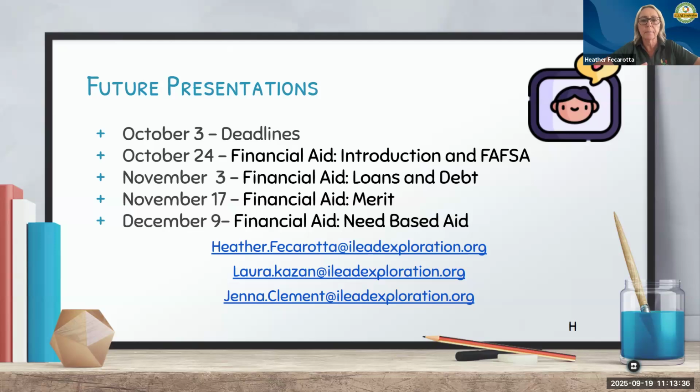It looks like we're missing Mrs. Maddox. So her email is Bethany.Maddox at iLEADexploration.org. Your last name is A through G, Bethany Maddox. Bethany.Maddox at iLEADexploration.org. We'll add her for next.